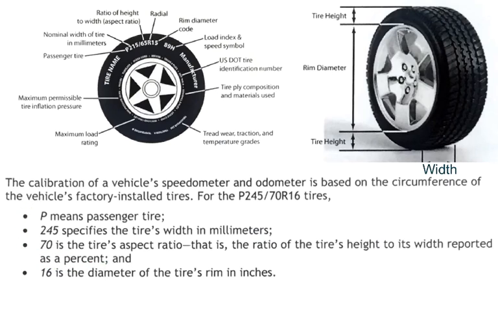Now, taking a look at the actual tire, we should notice that the tire height counts twice and the rim diameter counts once to get the entire diameter of the tire. And then the width is the part of the tire that actually touches the ground.